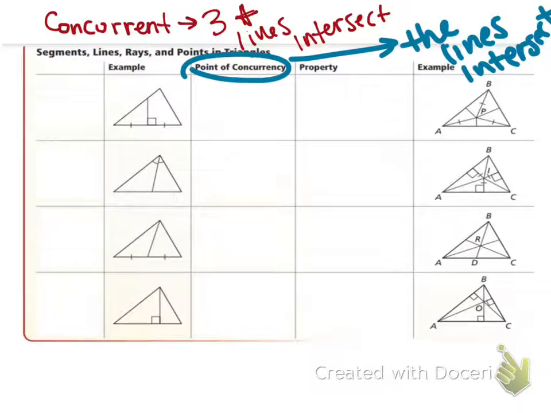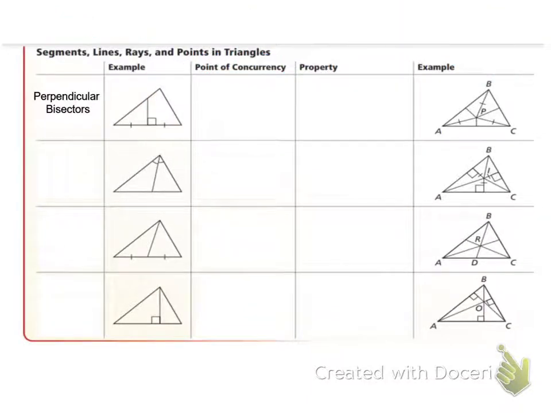So we learned about different types of lines. The first one is in this picture. We've got a line that is perpendicular to the side of the triangle at the midpoint. So can someone tell me what we call this line that is perpendicular to the side of the triangle at its midpoint? Reagan? Perpendicular bisector. It is called a perpendicular bisector. So that's what goes in the first box.